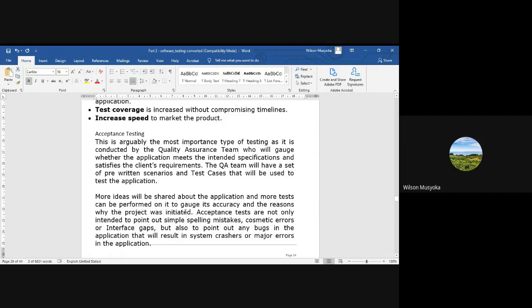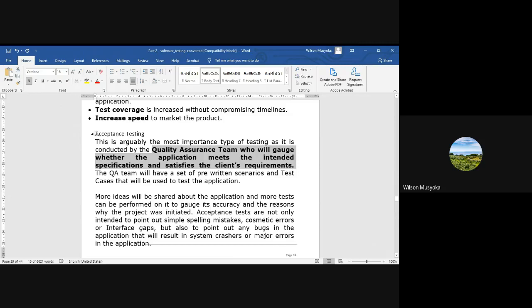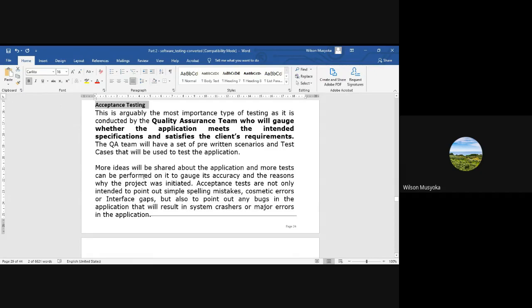So when we are looking at acceptance testing, we are looking at it in order to gauge whether the application is meeting the intended specifications and is able to satisfy the client's requirements. That is the importance of acceptance testing. It is being tested to see if it is meeting the intended specifications and it has been able to satisfy the client requirements. So the quality assurance team will create a set of pre-written scenarios and test cases that will be used to test the application.